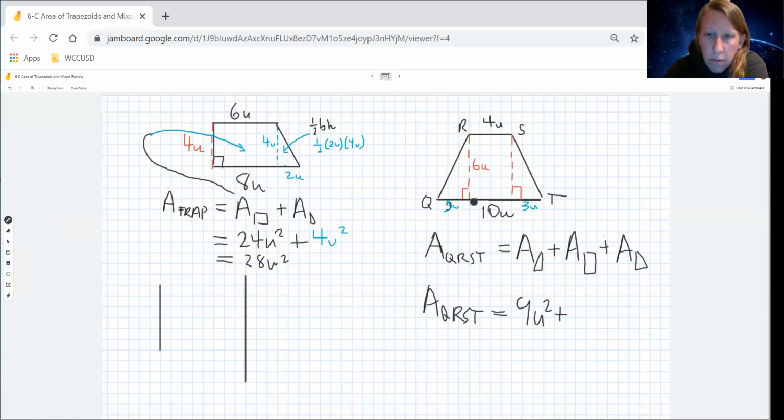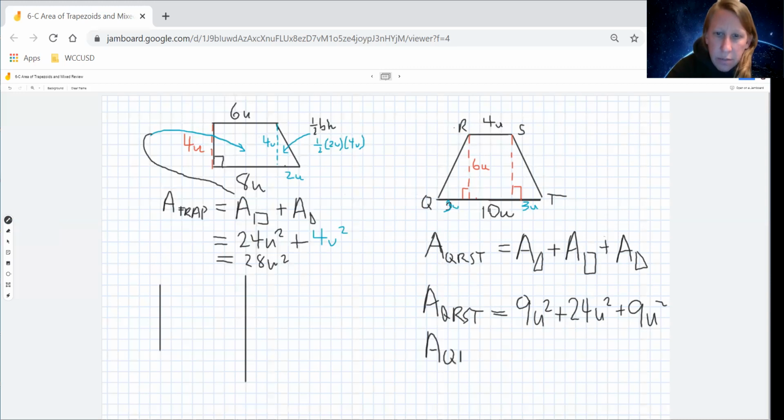And what about the area of the rectangle in the middle? We have 4 by 6. That's 24. Counting the squares, 24 squares in there. And the last piece. That triangle is the same size, isn't it? Yes, it is. So it's also 9 units squared.